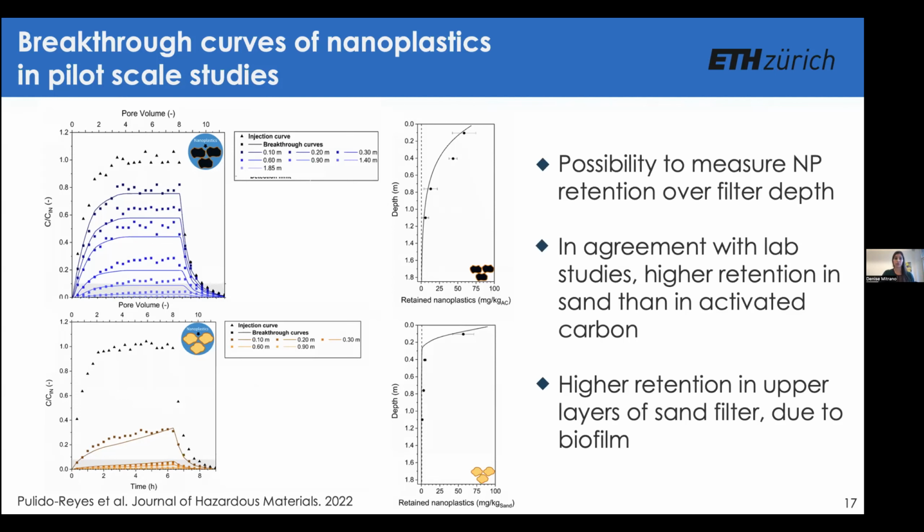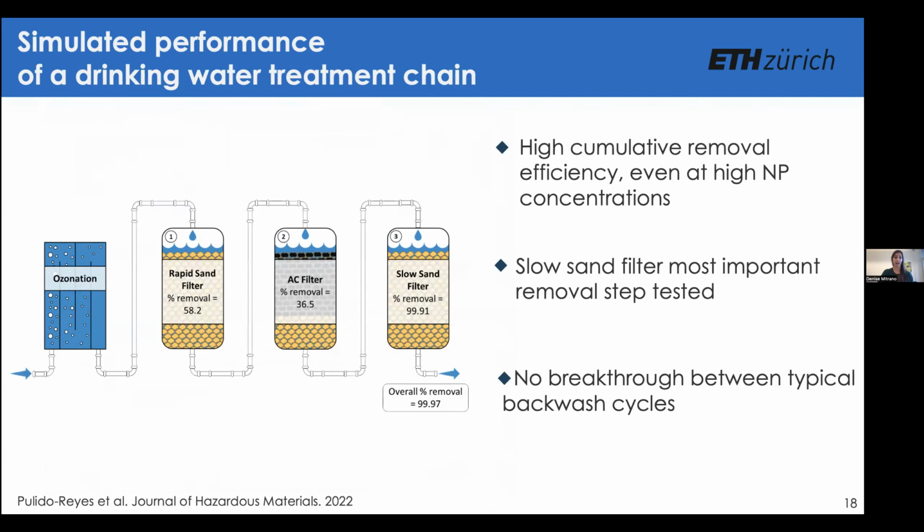So using this approach, we had a possibility to measure nanoplastic retention over the filter depth. And this was in agreement with our lab studies, where we had a higher retention in sand than in activated carbon. And this was specifically due to this additional biofilm layer, which was in the top of this sand filtration unit. Now, when we take these breakthrough curves and start to model them for having a simulated performance in a complete drinking water treatment chain, we can start to see the impacts of sequential removal across the treatment chain.